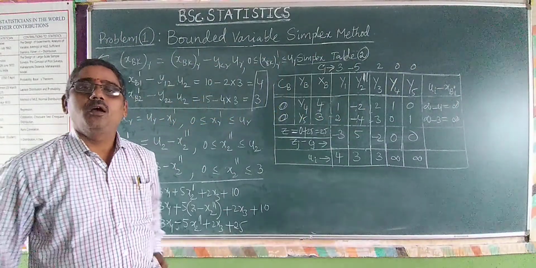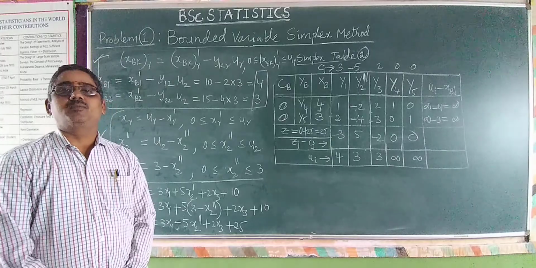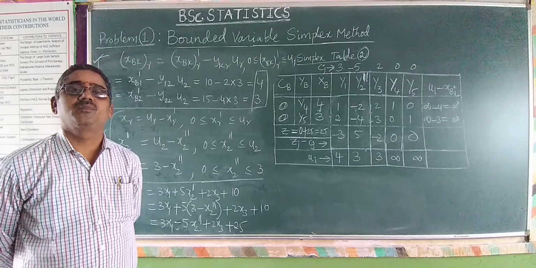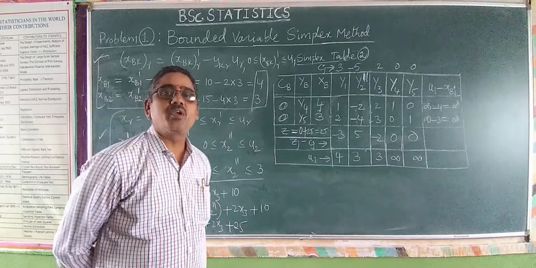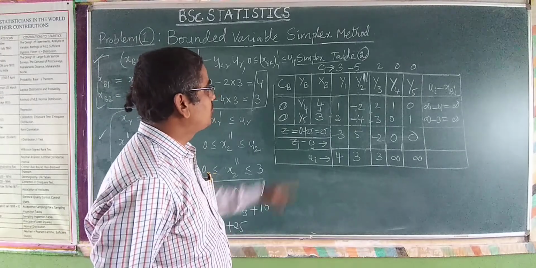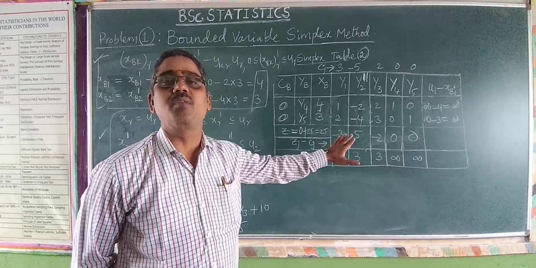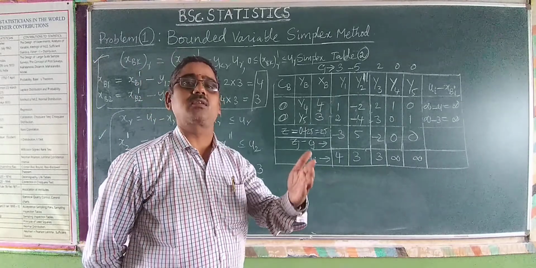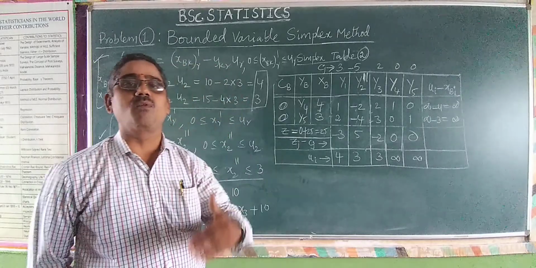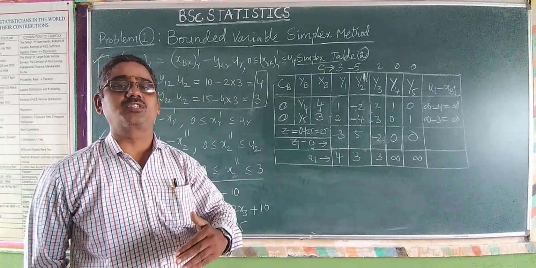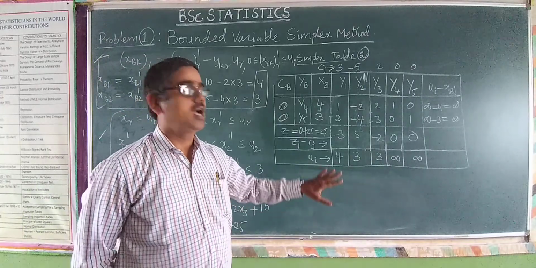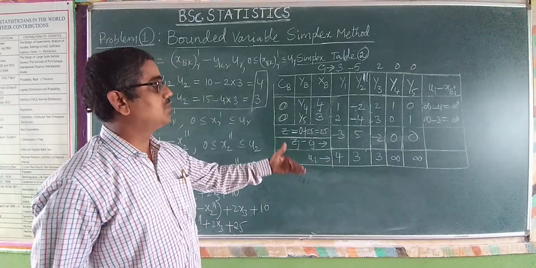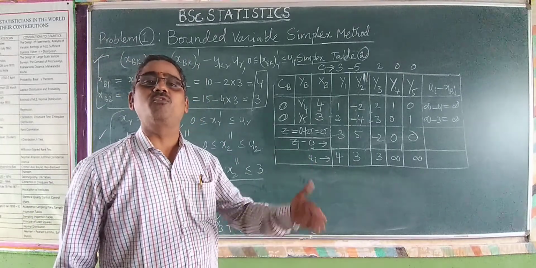Welcome back again. This is part 3 of bounded variable simplex method, problem 1. At the end of part 1, we finished the calculation of simplex table 2. You can observe here the simplex table 2. After a particular case arose in simplex table 1, and after its calculation, we entered simplex table 2, and we have finished all the calculations in simplex table 2. Now consider simplex table 2 calculations, and we move further.